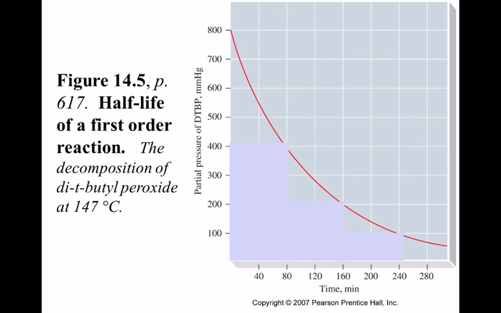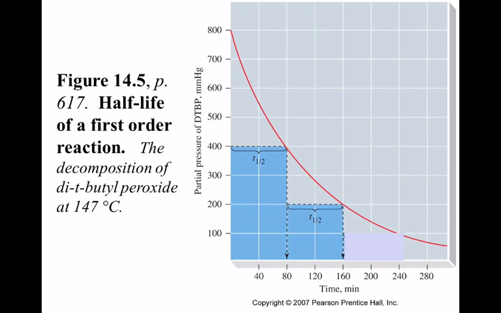So just to give you an idea of what half-lives are like, I think this is so cool. This is the decomposition of di-tert-butyl peroxide, and the units here are pressure. If you start out with a partial pressure of 800 millimeters of mercury, in one half-life you have 400. In the second half-life, it goes from 400 to 200. In the third half-life, it goes from 200 to 100. And a fourth half-life would go from 100 to 50.